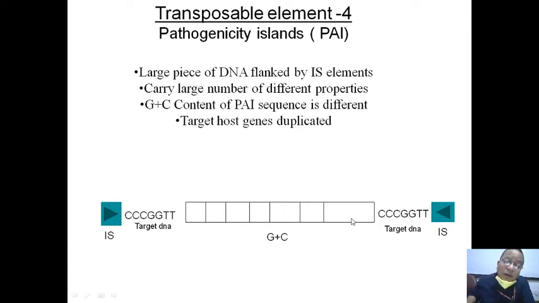And this pathogenicity island carries a huge number of different virulence properties that help the organism to invade inside the cell, survive inside the cell, and give the property to make it less immunogenic, or give the ability to the bacteria to manipulate the immune system. And in Salmonella typhi, typhoidal Salmonella, there are more than 21 different pathogenicity islands that have been described.